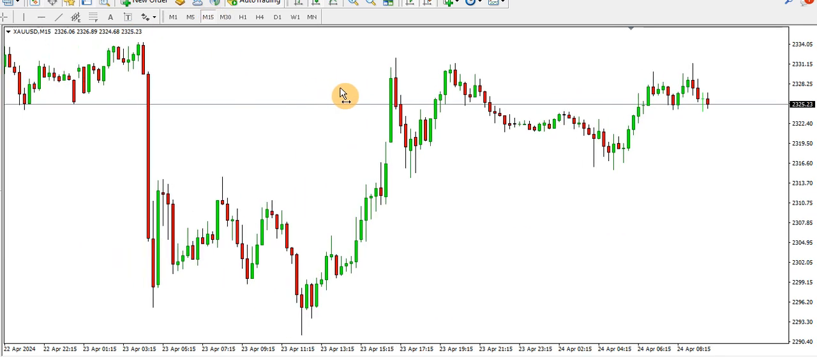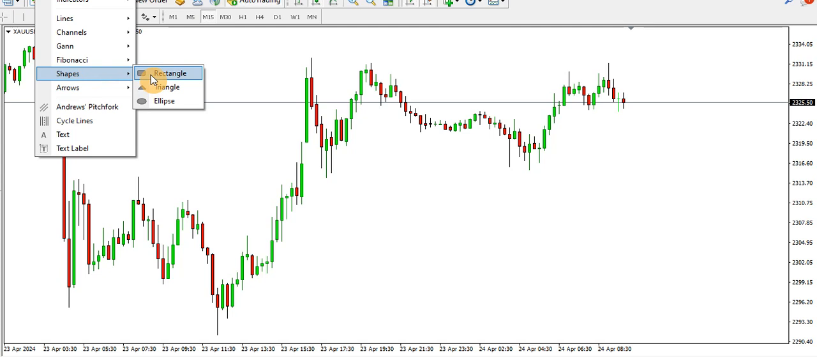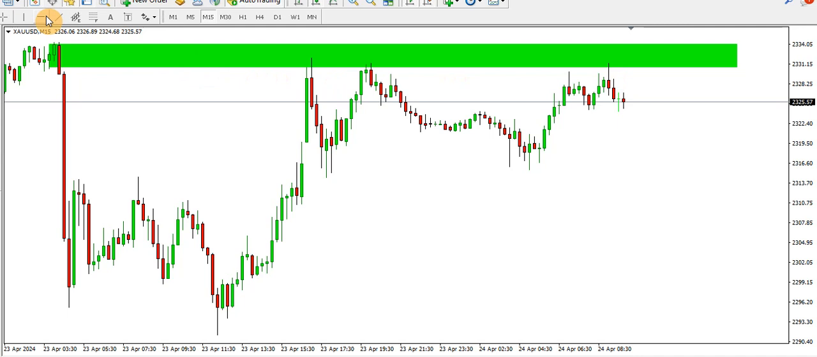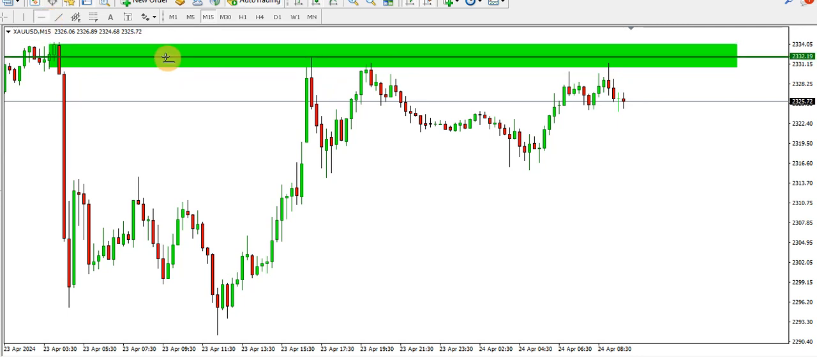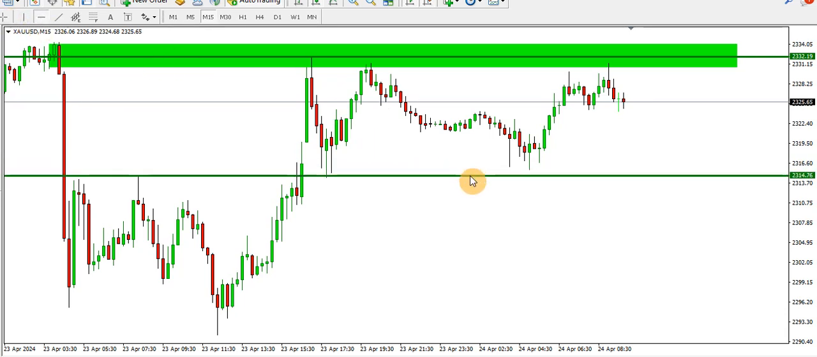On the 15 minutes time frame, price seems to be stuck. It's currently stuck in a range on the 15 minutes time frame. This is the range top. All right, range top is 2332. Range bottom is 2314. A break above 2332 or a break below 2314 will tell us where price is likely to go.